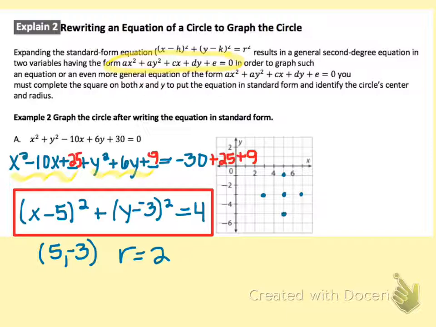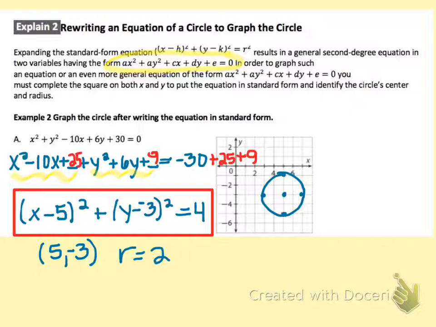And now I have points that I can use to draw my circle. Now these circles are not going to be perfect when you draw them, so don't worry about it. Don't get a compass out to do that or anything. Just do your best to draw something that includes all those points.